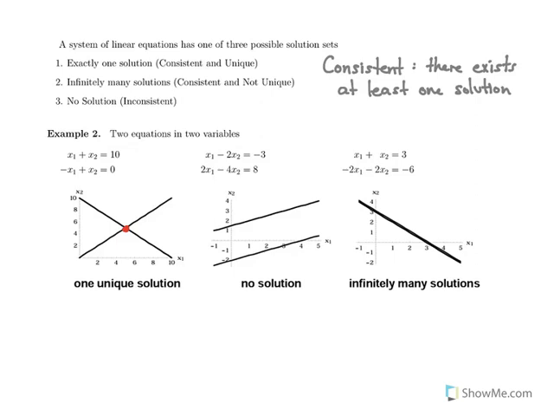You might have 2 lines that don't intersect at all. That would be when you have parallel lines.